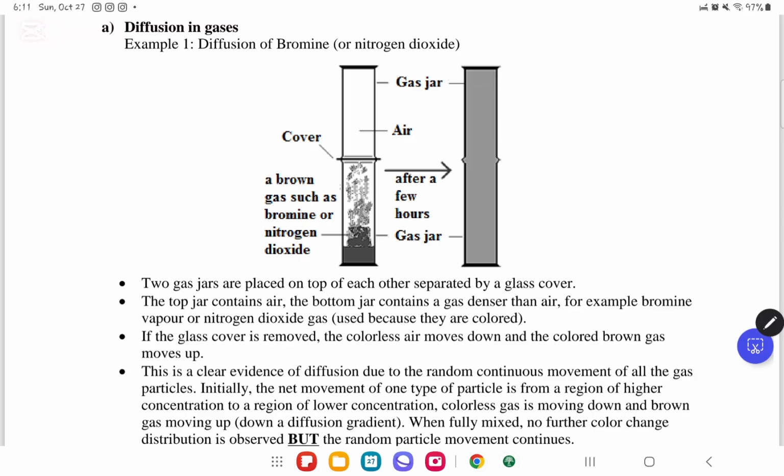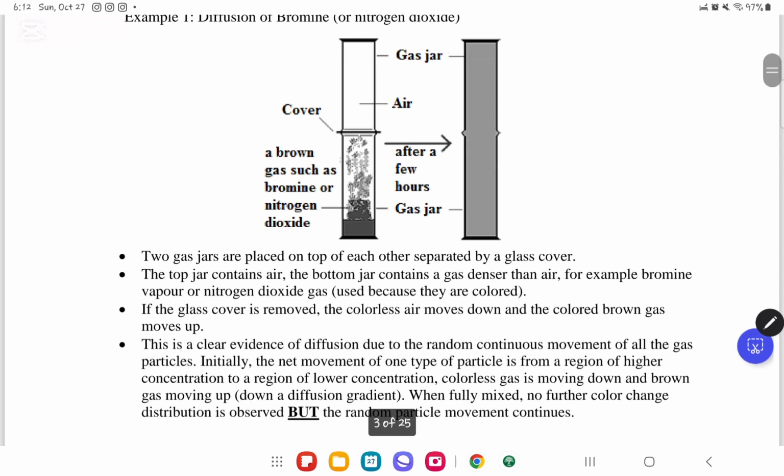They told us in example 1, they used bromine or nitrogen dioxide. So what exactly did they do here? They said 2 gas jars are placed on top of each other separated by a glass cover. So this is jar number 1, jar number 2, separated by a glass cover over here. Then they tell us that the top jar contains air, so over here we have air. The bottom jar contains a gas denser than air, so heavier than air, which is, for example, bromine vapor or nitrogen dioxide gas. Why do they use it? Because they are colored, so you can see them.